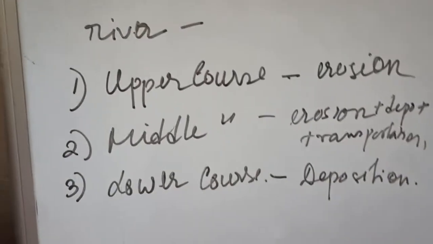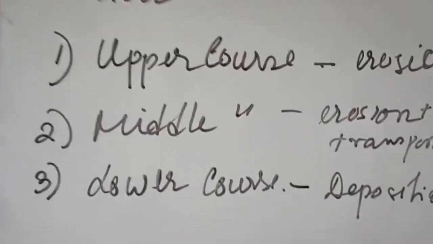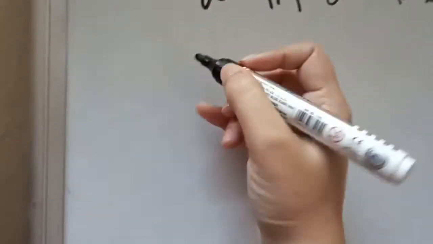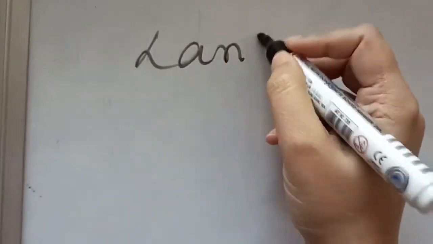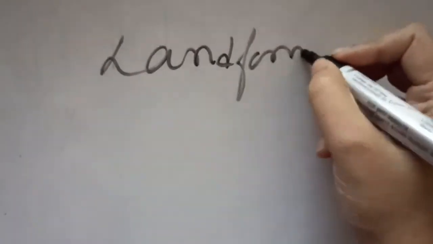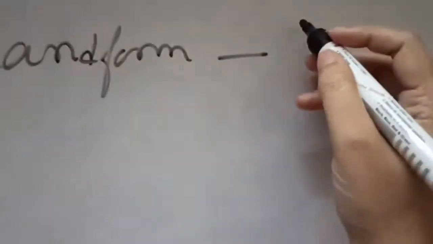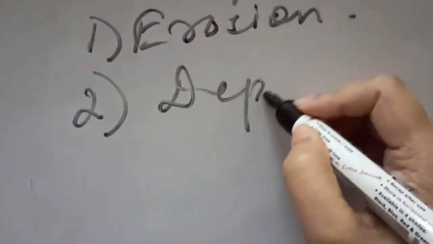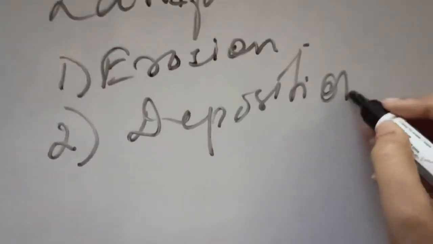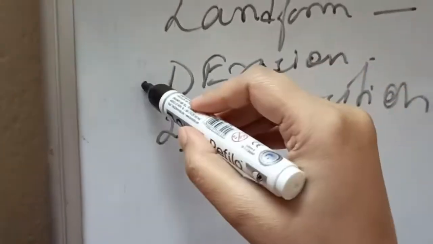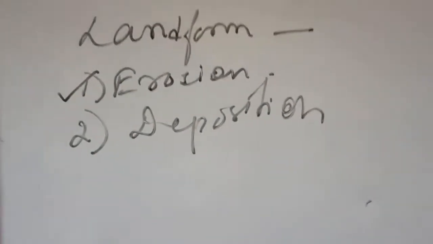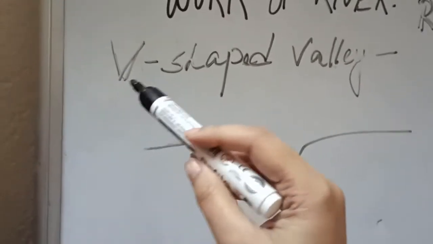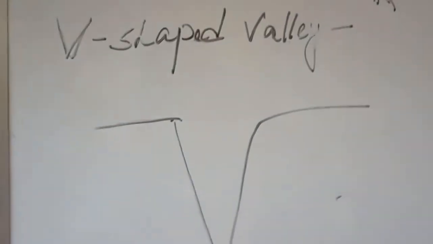Okay, now let us see the landform features formed by the river. We can categorize the landforms formed by rivers into two divisions: the landforms formed due to erosion and the landforms formed due to deposition. I will start with the landforms formed by erosion first. The first feature that I am going to discuss is the V-shaped valley, which is formed due to the erosion of the river.